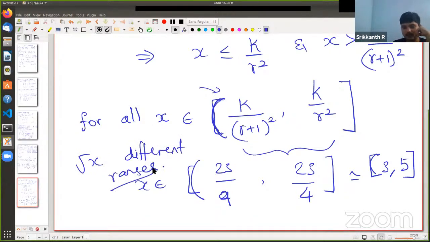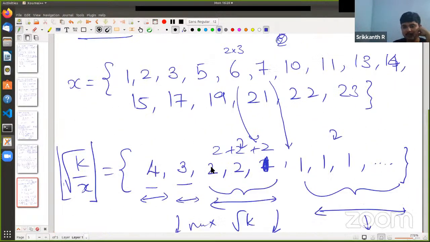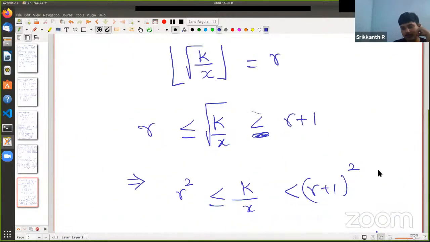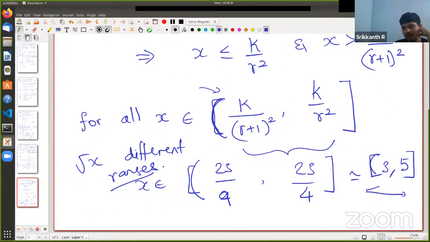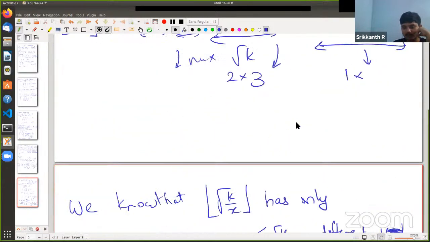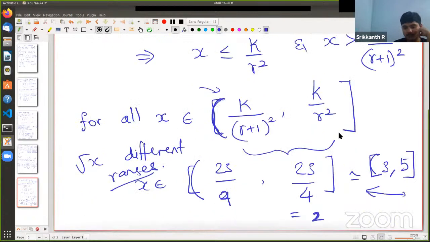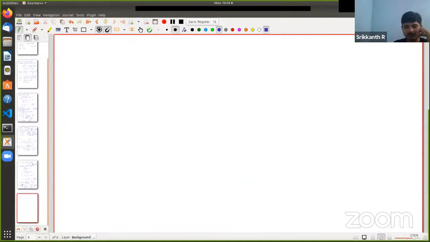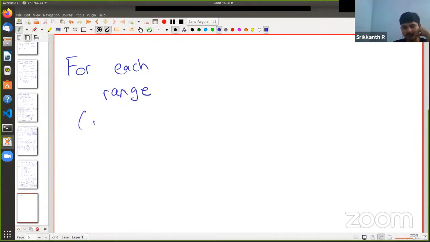And find out how many numbers are square free. Here we obtained an interval 3 to 5. I know that from 3 to 5, the square root of k by x is 2, and I still have to iterate through the square free numbers. From 3 to 5, the number of square free numbers is 2. So the summation expression will consist of 2 into 2 to the power s. And for each of those different ranges, remember that there are only square root of k of them.